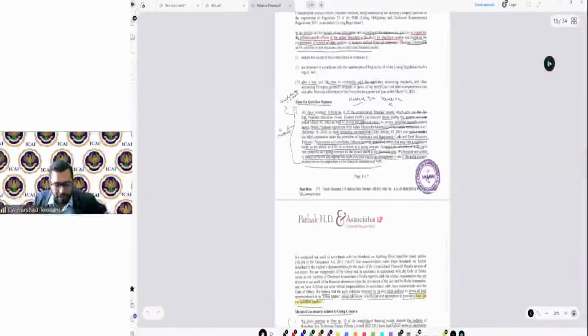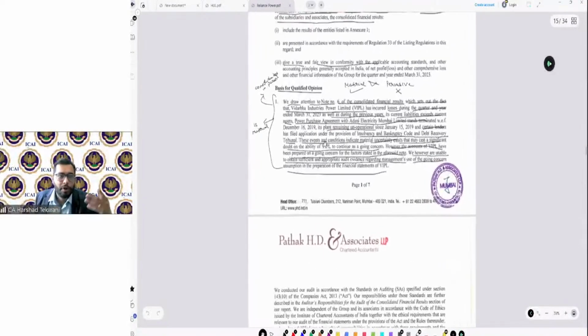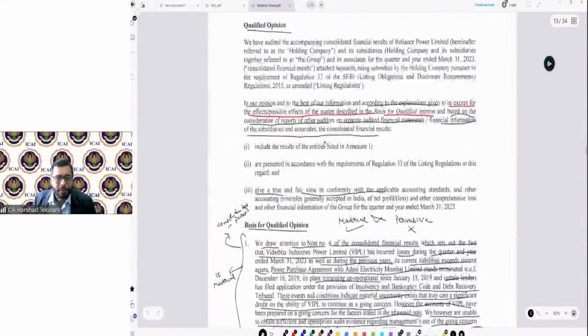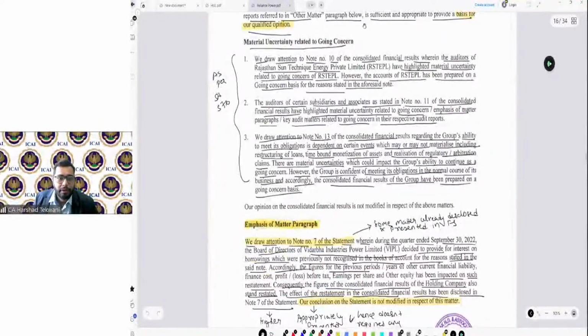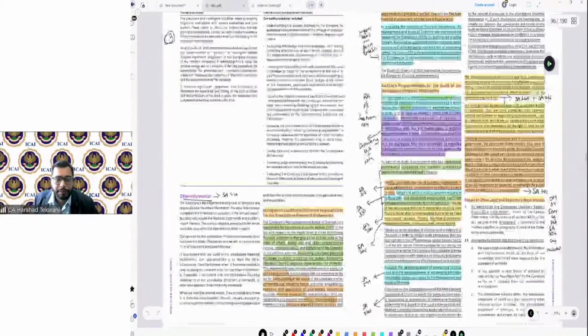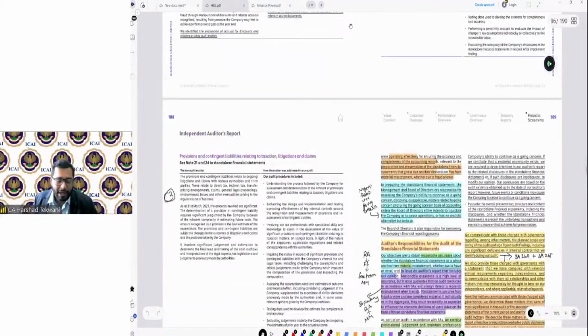If you can see on screen, this is where we discussed the qualified opinion and the basis for qualified opinion, the material uncertainty paragraph, and the emphasis of matter paragraph. All these things were discussed in the last lecture. Plus, we discussed the other matter paragraph and other information which are part of our audit report as per SA 706. So that we discussed.